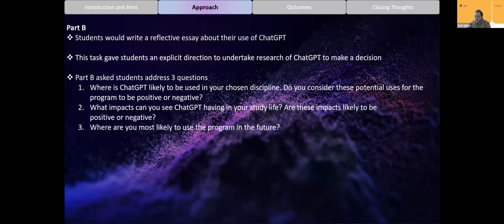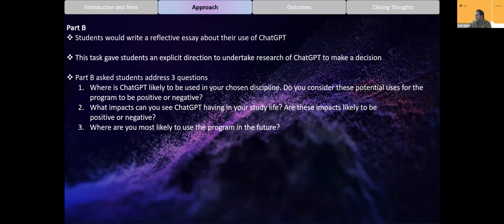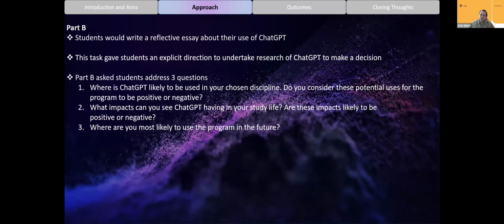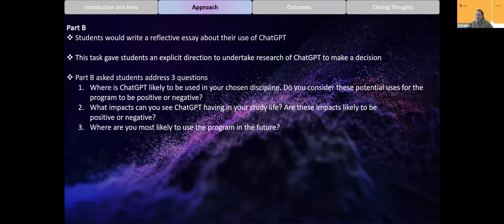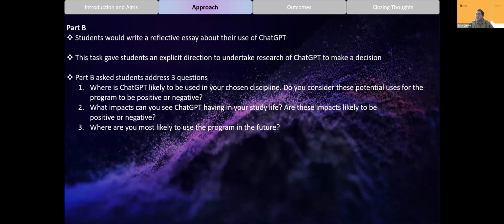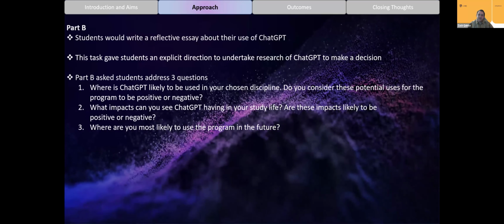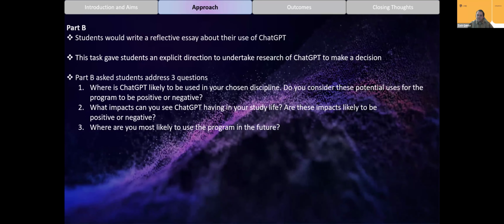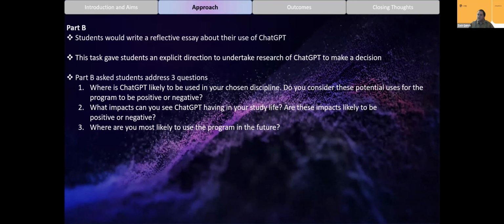We gave students the explicit instruction that they had to undertake research such that they could make an informed reflection. And part B was a little bit more open-ended, where we only asked them 3 questions, which was, where is it likely to be used in your chosen discipline, and whether you think it is going to be positive or negative. What impacts do you see it having on your study life? Again, positive or negative. And where are you most likely to use the program in the future?